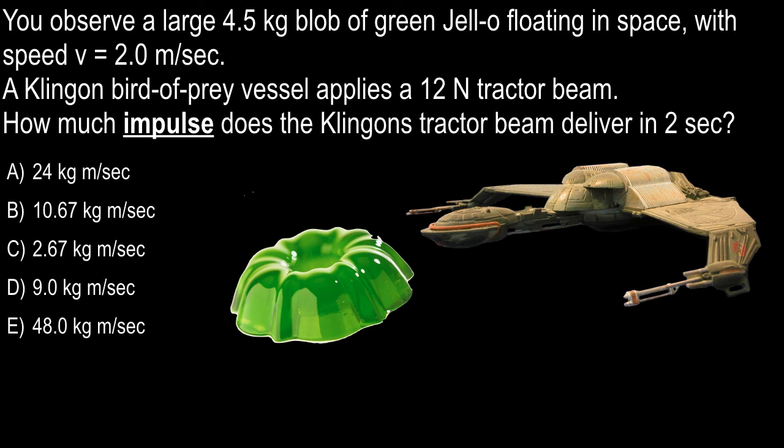Ten, 9, 8, 7, 6, 5, 4, 3, 2, 1, 0. Display. We have got some explaining to do because we have a wide spread in what you think is the correct answer. Go ahead to the laptop now. There's the correct answer: F delta T. Delta T is 2 seconds. F is 12.